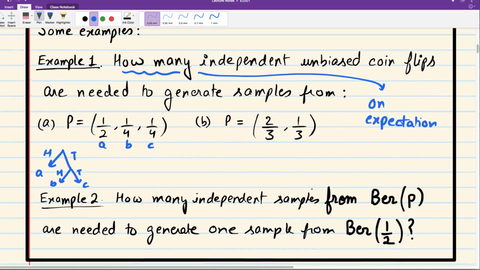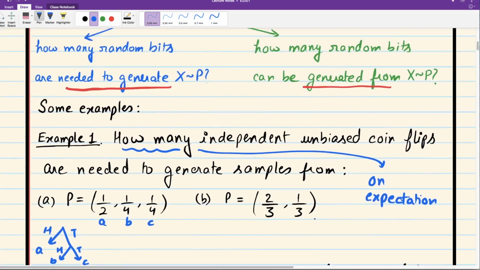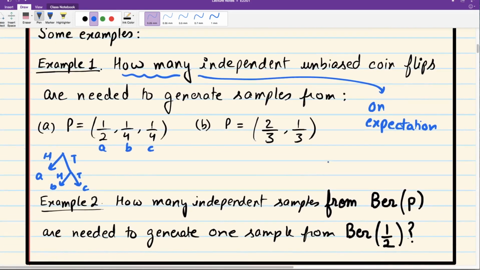Let's look at this other question, which is sort of famous. It was studied by von Neumann about 70 years back. Suppose I give you access to samples from this distribution, Bernoulli P, and you want to generate one sample from an unbiased coin. This is the second question, the one we raised here. How do you do that, and what is the minimum number of coin flips that you need? So you want to generate an unbiased coin from a biased one.